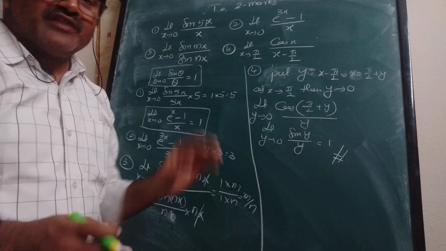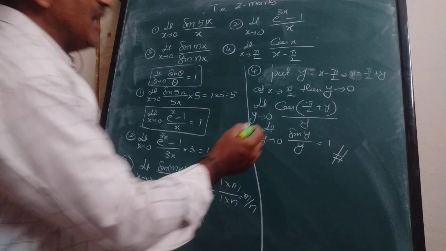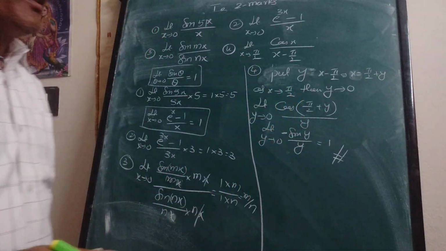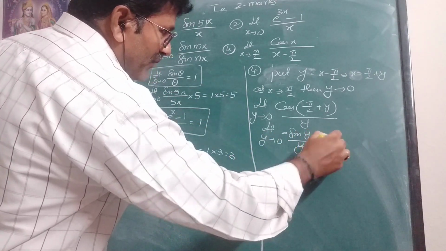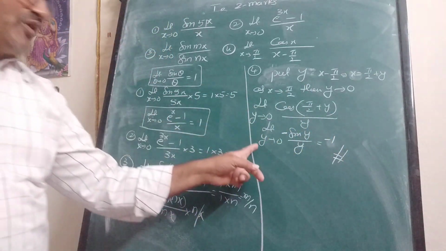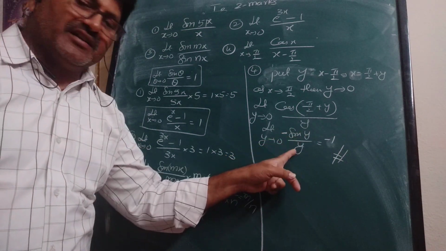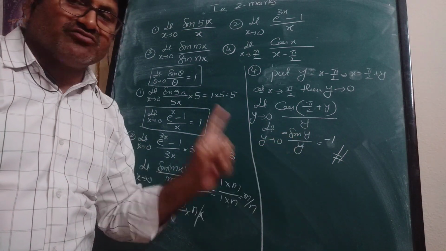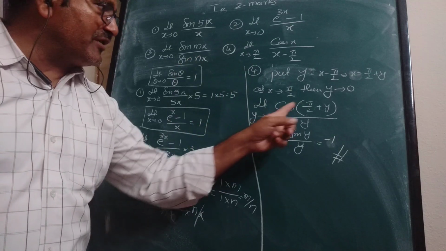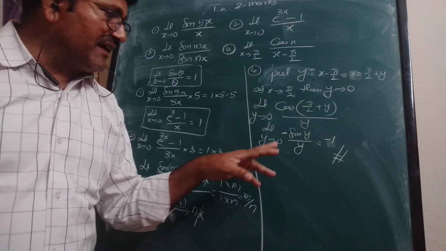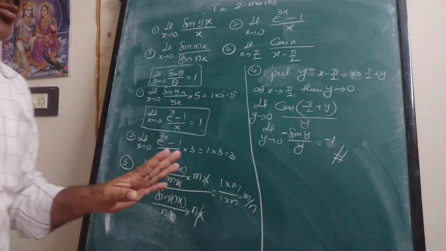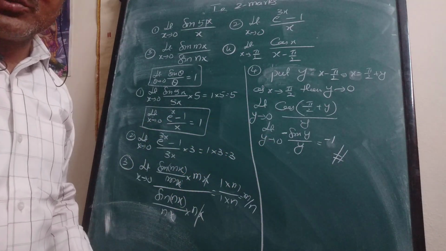And the cos of 90 plus theta, so you will have here negative. Why? Because second quadrant cos is negative. So limit y tends to 0 minus sin y by y. Sin y by y is 1 and your answer will be minus 1. Why? Because this is in second quadrant, cos will be negative. So only sine and cosecant will be positive. Like this we got minus 1 there.